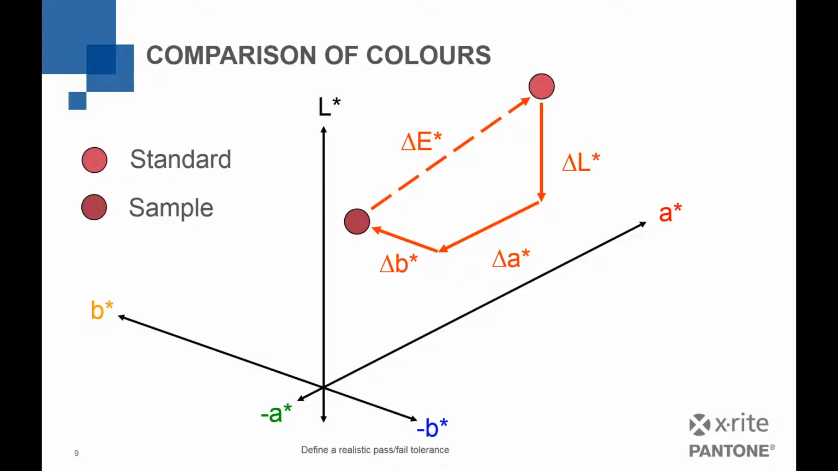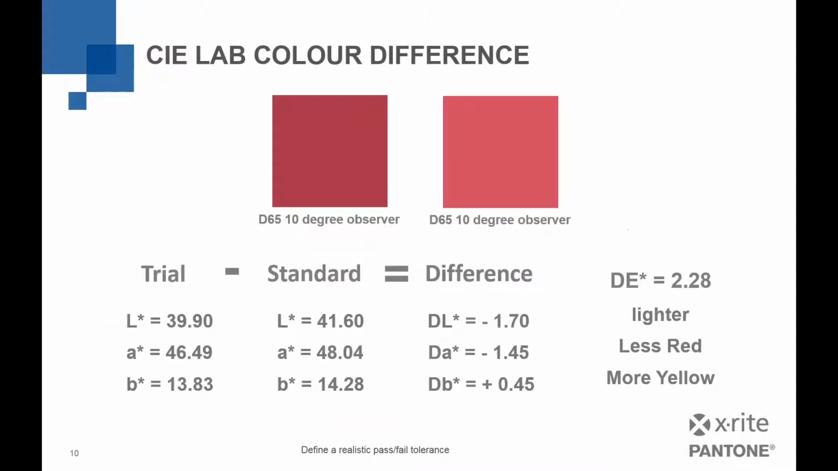So one thing to be careful of when we're using instrumental color assessment is that the delta E, the color difference, only tells us how big the color difference is. It doesn't tell us what makes up that color difference. To do that, we have to look at the individual delta L star, delta A star, delta B star.